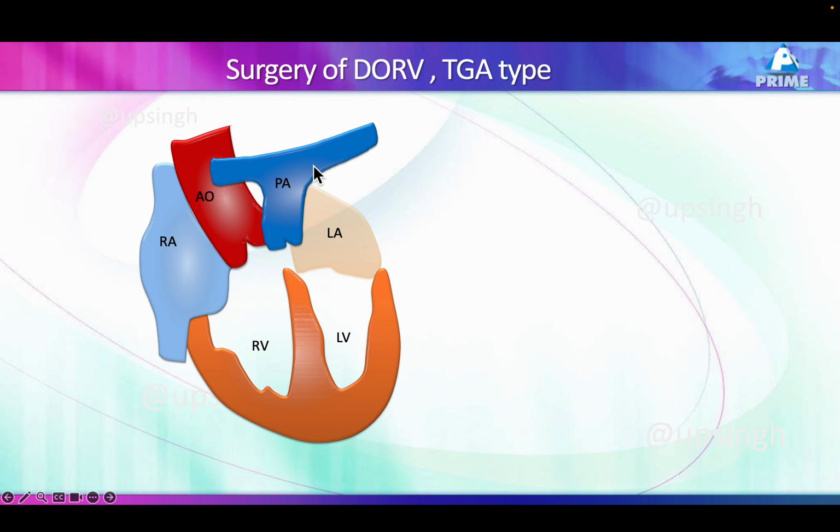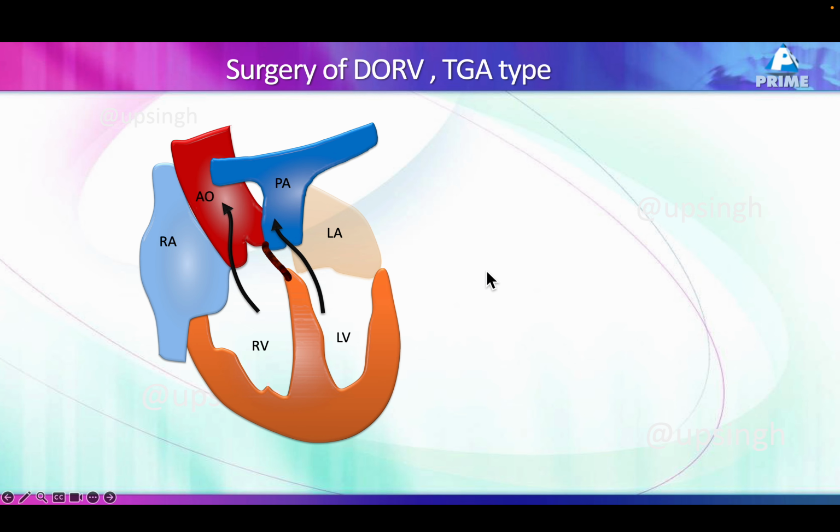And what do we do? Surgery in TGA. Okay. Same way, initially RV is draining into the aorta and the pulmonary artery, and this is the pulmonary artery in TGA which is overriding the interventricular septum. Got it? What we do is we close this VSD on the side of the pulmonary artery so that we connect the pulmonary artery with the left ventricle.